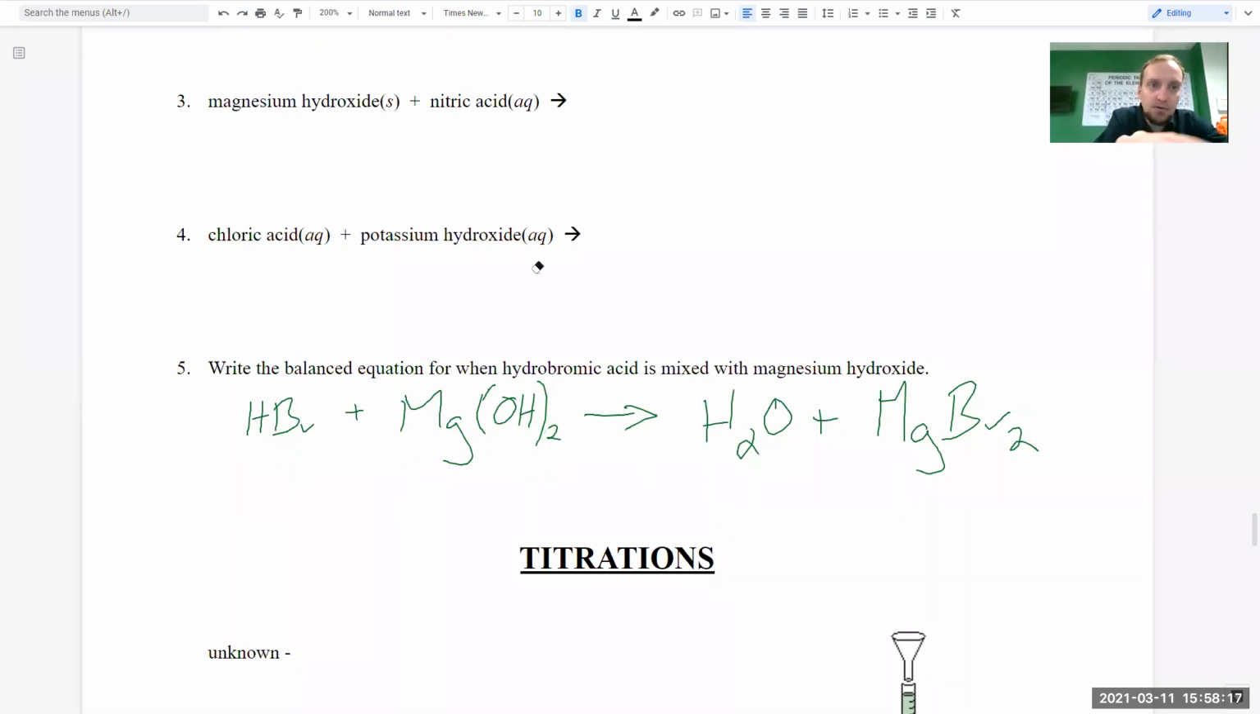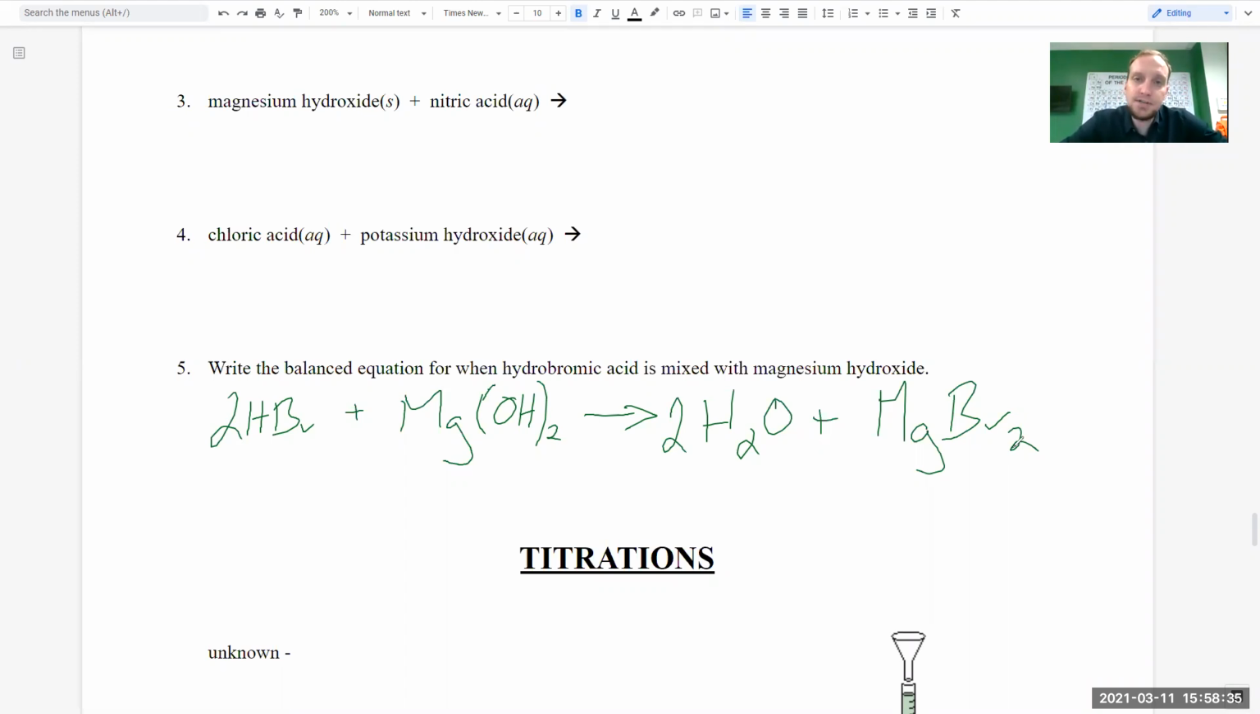And then all we need to do now, of course, is balance it. I see 2 hydroxides here, so I'm going to need 2 hydroxides. That gives me 2 H pluses. That gives me 2 bromides. I already have 2 bromides. It is now balanced. So as you guys can see, neutralization reactions are very, very simple to predict.